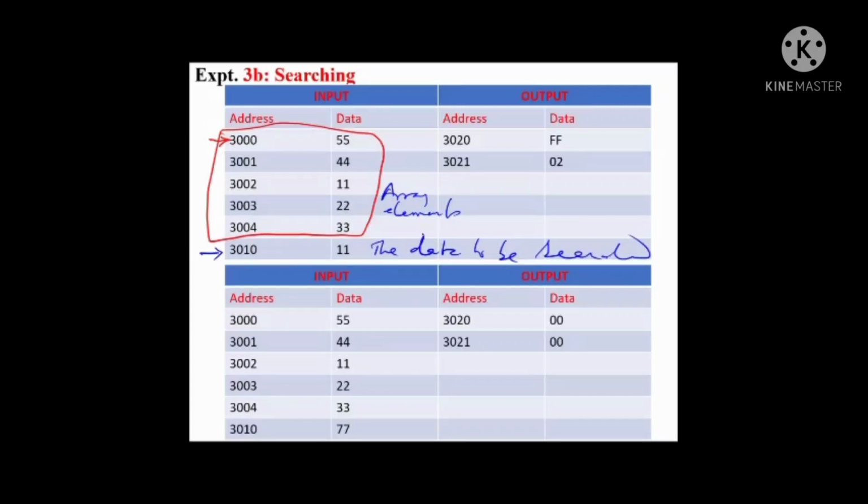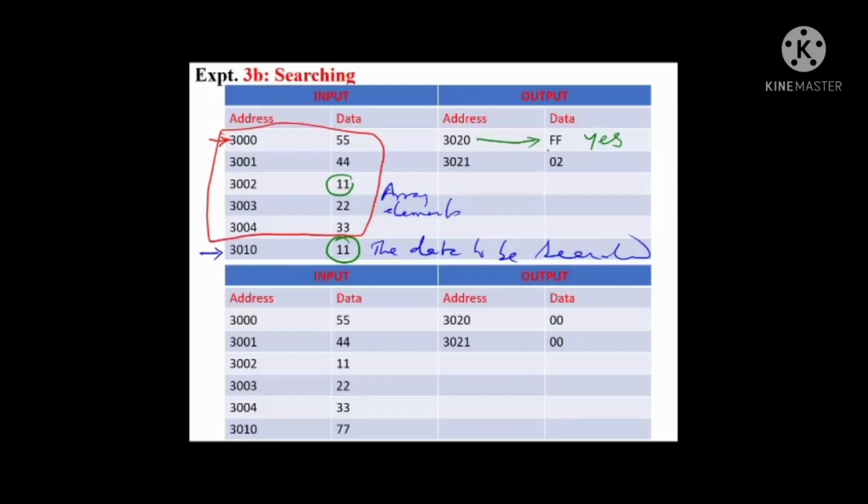Now, there is an array, and the size of the array is 5. From the array we want to search 11. If 11 is available, and in this case 11 is already available here, the result will be stored at 3020 as FF. Because this is a binary machine, we can store only FF for yes.